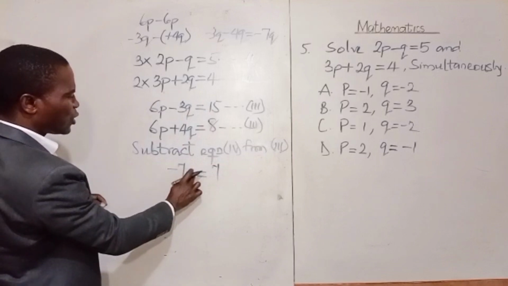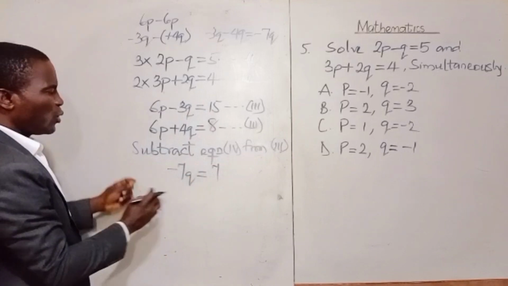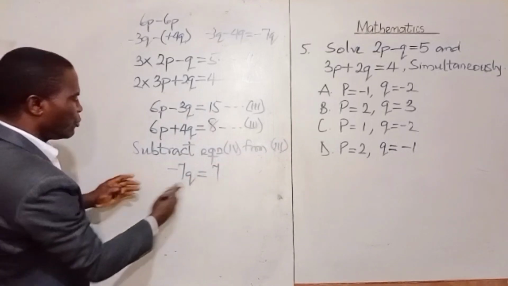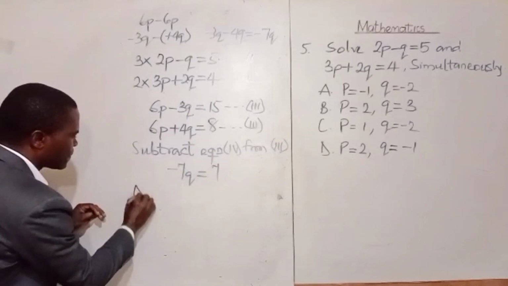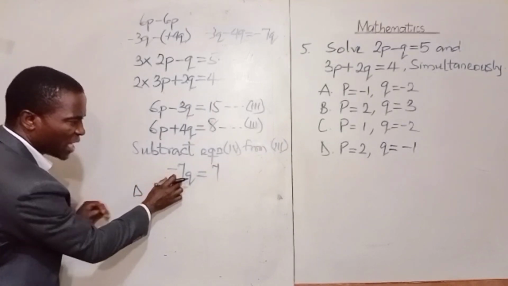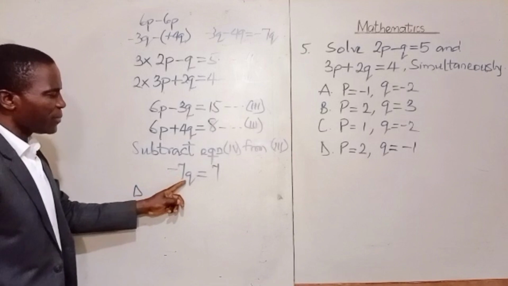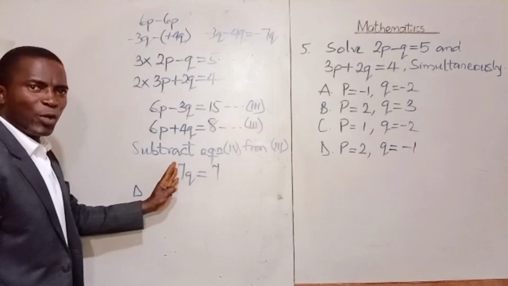So looking at this point, we want to find the value of q. How do you get the value of q? We divide both sides by minus 7, because it is the minus 7 that is disturbing q from being able to stand alone.